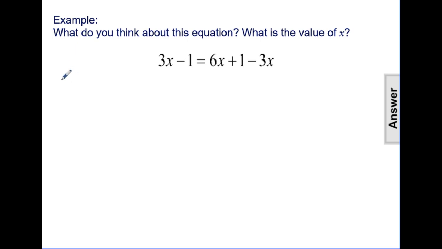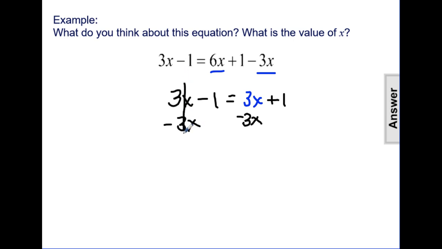What do we think about this equation? What is the value of x? So let's try and use our rules and simplify and solve. So first I see that we need to combine like terms, so 6x minus 3x. We will combine to get 3x, still with the plus 1. We can then subtract 3x from both sides, which actually simplifies both to 0, leaving us with an equation negative 1 equals positive 1.